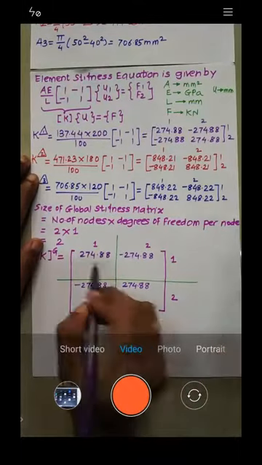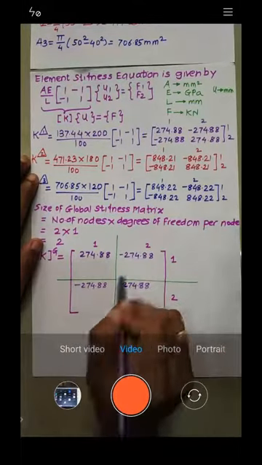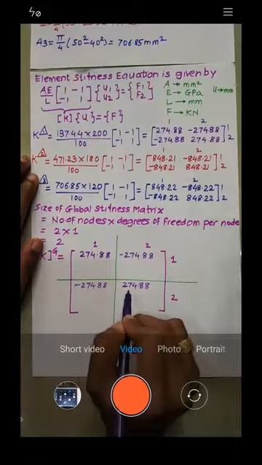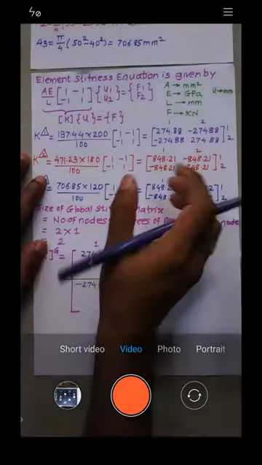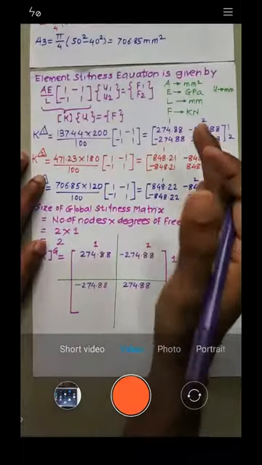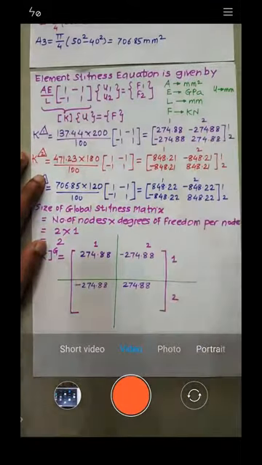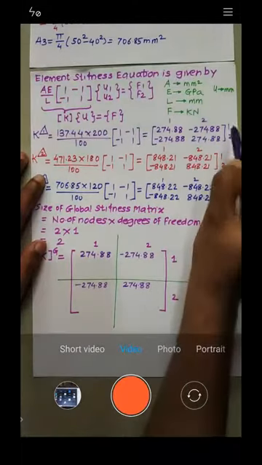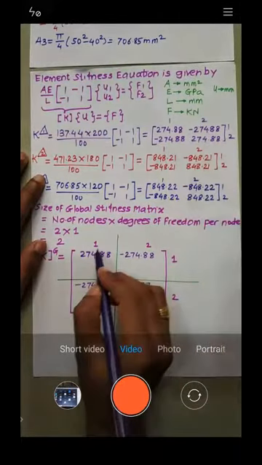See, 274.88 minus 274.88 minus 274.88, 274.88. Is that okay? Let me know. Nothing else I've done because it's straightforward. If you need to go element by element wise, you can do that. How to go element by element wise? 1, 1. So this is 1, this is 1.